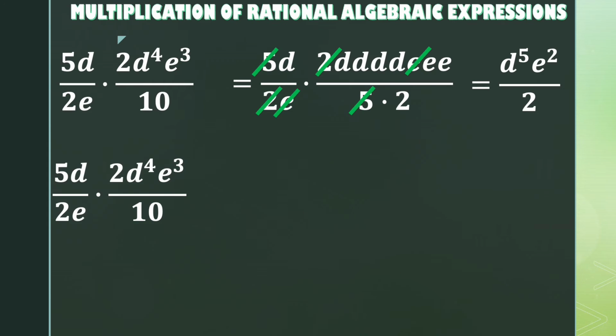Let us have another method. Again, the same procedure po tayo. The same example. So, we have 5d over 2e times 2d raised to 4 e cubed over 10. We have 5 over 2.